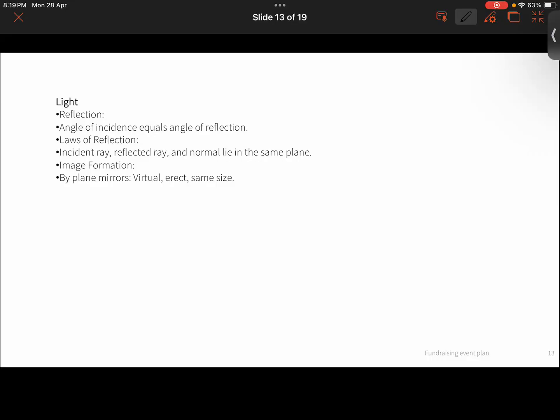And refraction also, when light bends when it enters into a new medium. Remember the example, if you have a glass of water and you put a pencil or a pen or a straw in it, it will appear as if it is bent like this, right? So that is refraction.